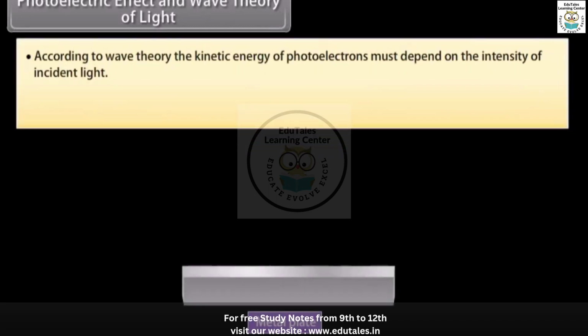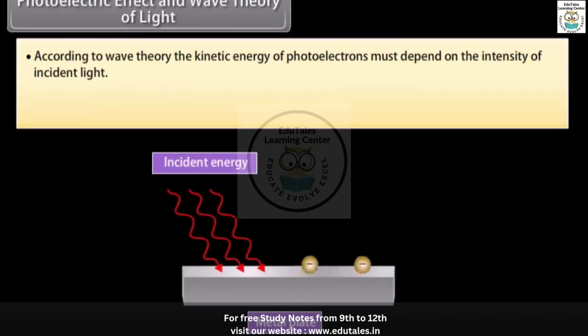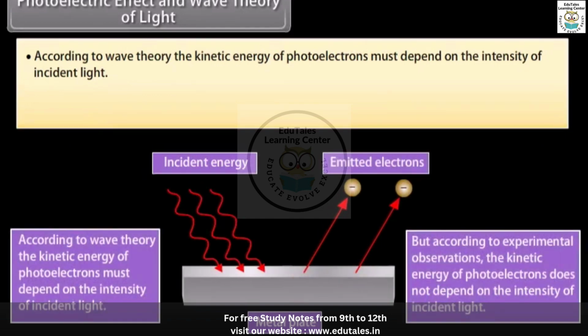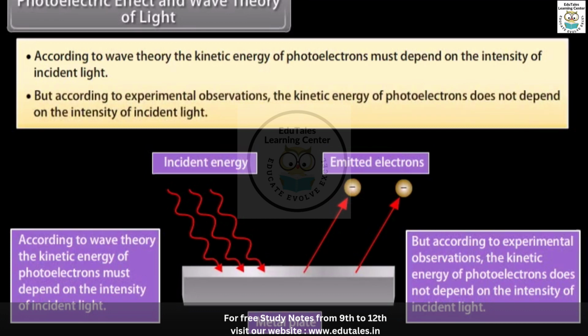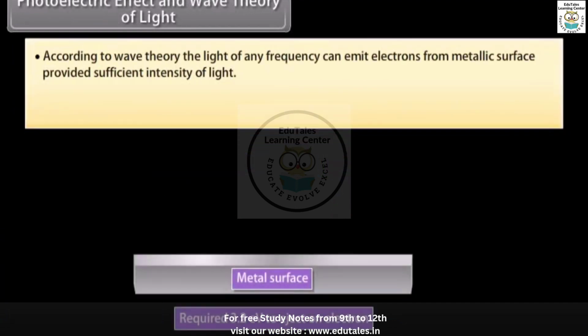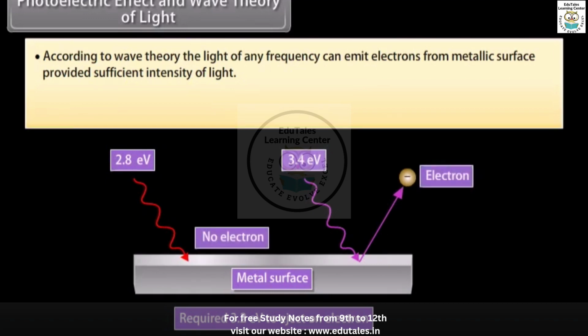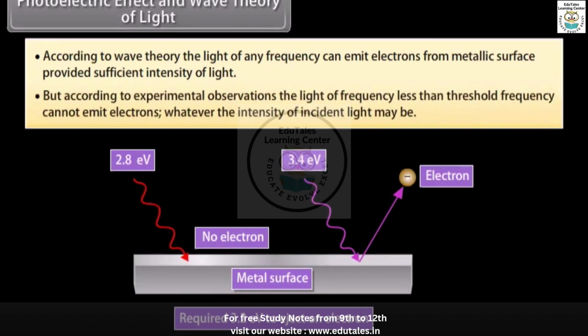Photoelectric effect and wave theory of light. According to wave theory, the kinetic energy of photoelectrons must depend on the intensity of incident light. But according to experimental observations, the kinetic energy of photoelectrons does not depend on the intensity of incident light. According to wave theory, light of any frequency can emit electrons from a metallic surface, provided sufficient intensity of light. But according to the experimental observations, light of frequency less than the threshold frequency cannot emit electrons, whatever the intensity of incident light may be.